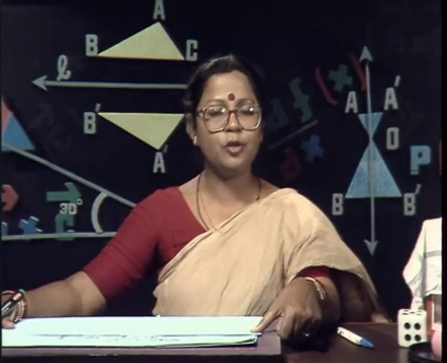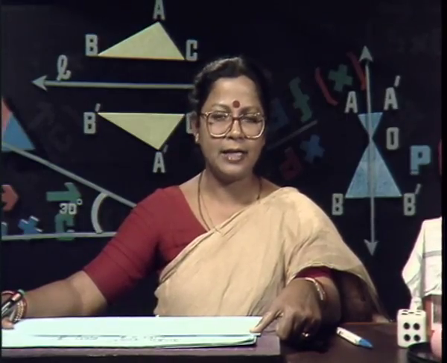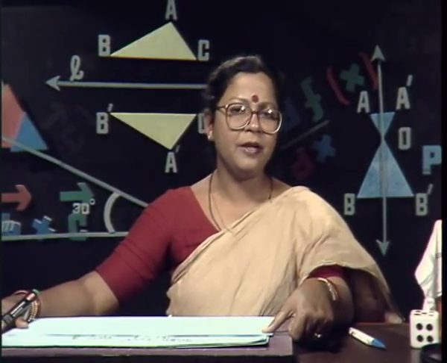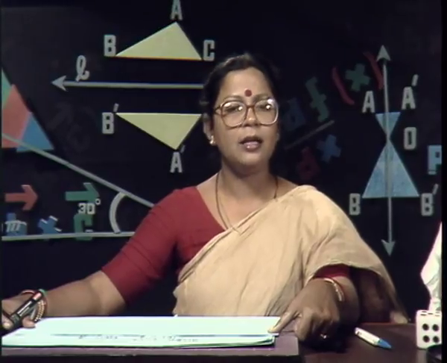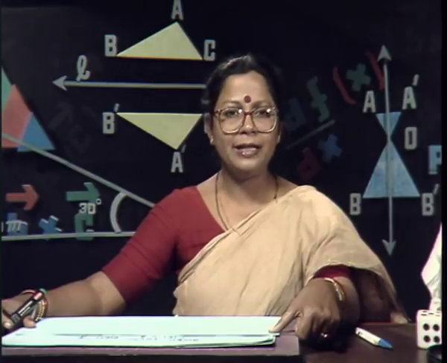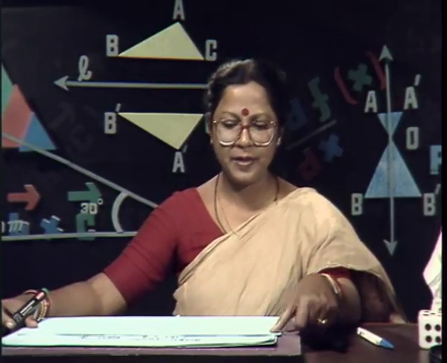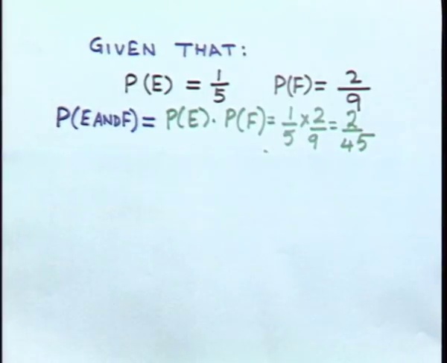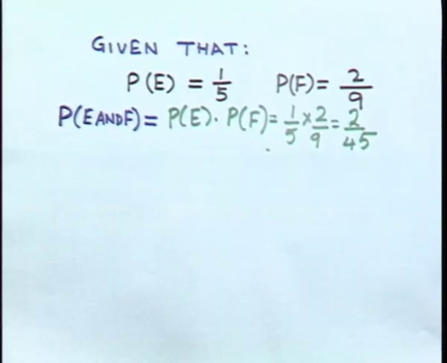We also assume that the two events E and F are associated with 2 independent experiments, the experiments being husband appears for an interview and wife appears for another interview. So, the probability of both husband and wife being selected will be equal to probability of event E multiplied by probability of event F, since they are independent events, which is equal to 1 upon 5 into 2 upon 9, that is equal to 2 upon 45.